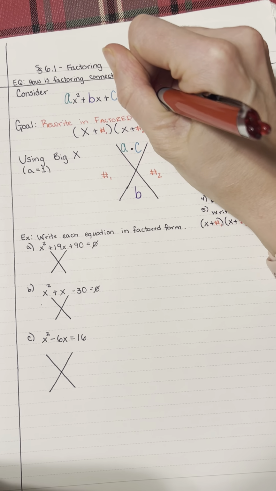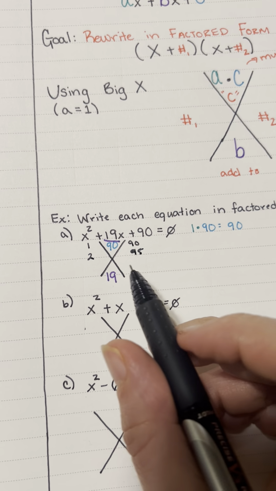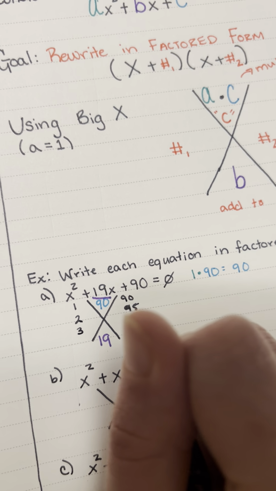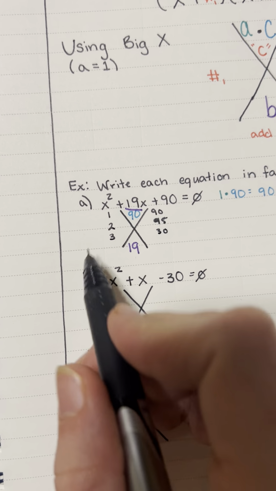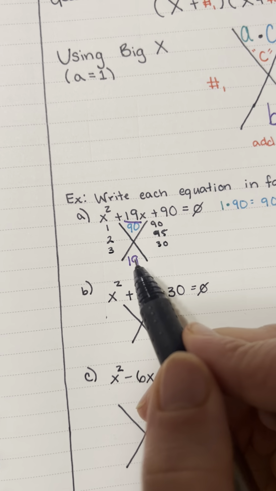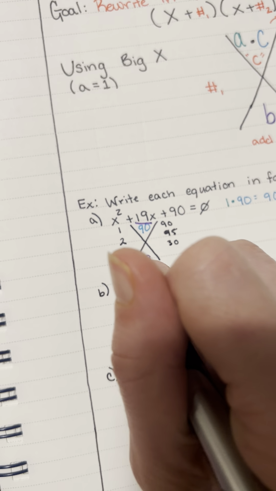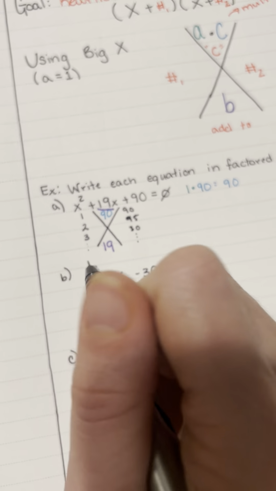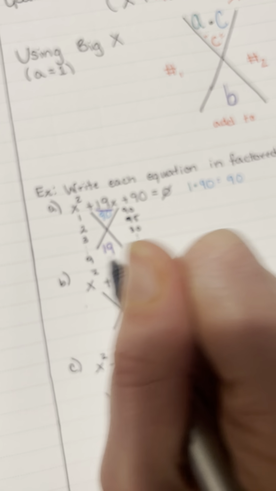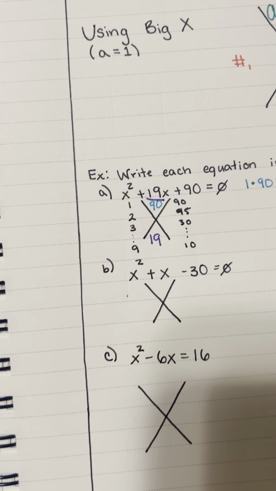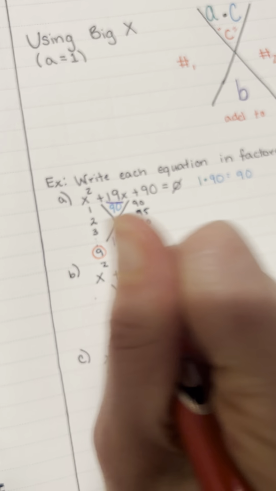1 times 90 is 90, but 1 plus 90 is not 19. So then I go 2 times 45. 2 times 45 is 90, but 2 plus 45 is not 19. It's 47. So then I do 3 times 30. 3 times 30 is 90. 3 plus 30 is not 19. It's 33. So then I can keep going on, right? I can try all these numbers. I'm going to skip down to 9 because, again, I know 9 times 10 is 90, and 9 plus 10 is 19. So those are actually going to be the factors of choice.